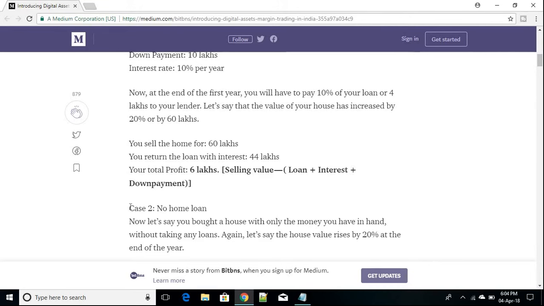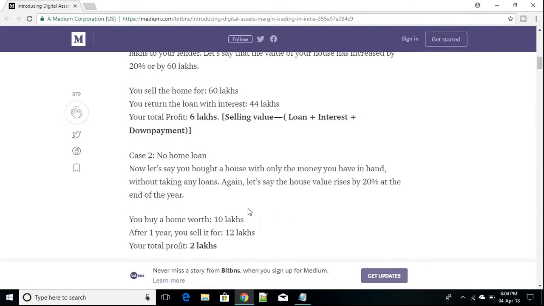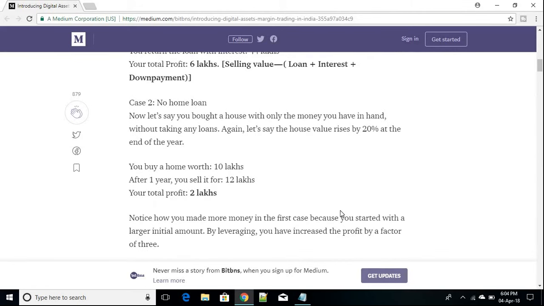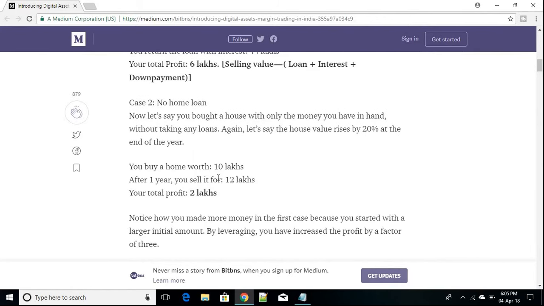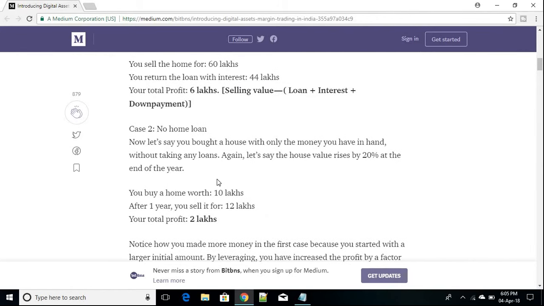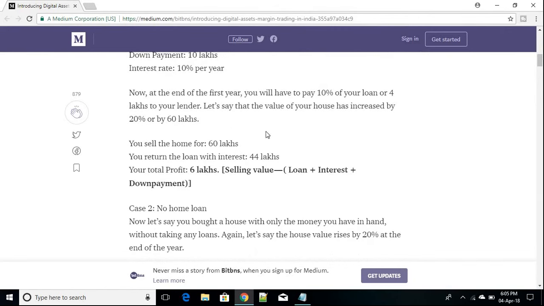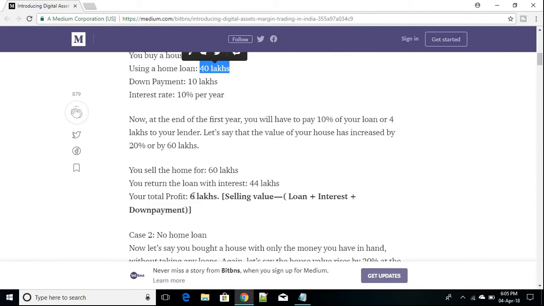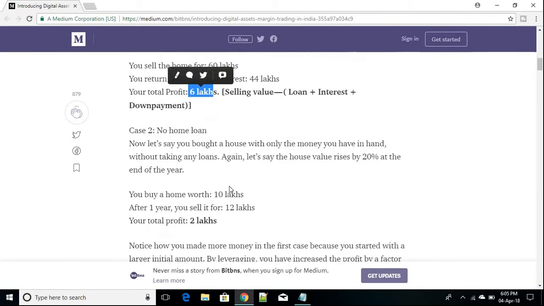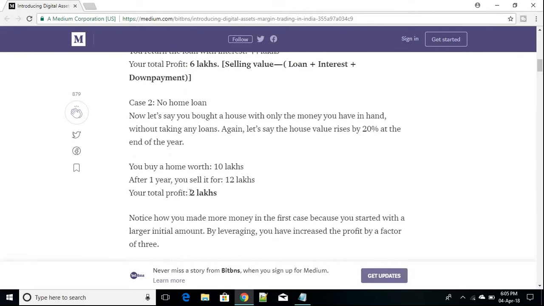In case 2, no home loan: you buy a house worth rupees 10 lakhs and after 1 year you sell it for 12 lakhs. So your total profit would be 2 lakhs, which is 4 lakhs less than with the loan. If you take this lending scheme or loan amount, you will get 6 lakhs. If you do not take any loan amount, you will get only 2 lakhs.